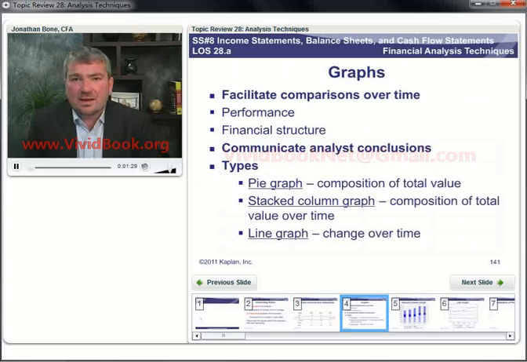Graphs, well, of course, graphs give you a visual representation of what is happening to the company. They allow you to look at performance, they allow you to look at financial structure. Now the types of graph that we need to be aware of is a pie graph. Nice for the balance sheet because you could look at assets maybe and split it up into composition of total value, or you can look at stacked column graphs where you can look at how total value is changing over time, or line graphs that show you changes over time. So let's have a look at some of these.